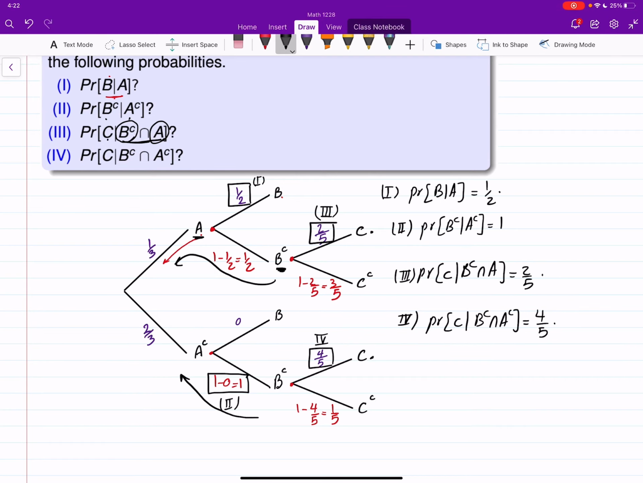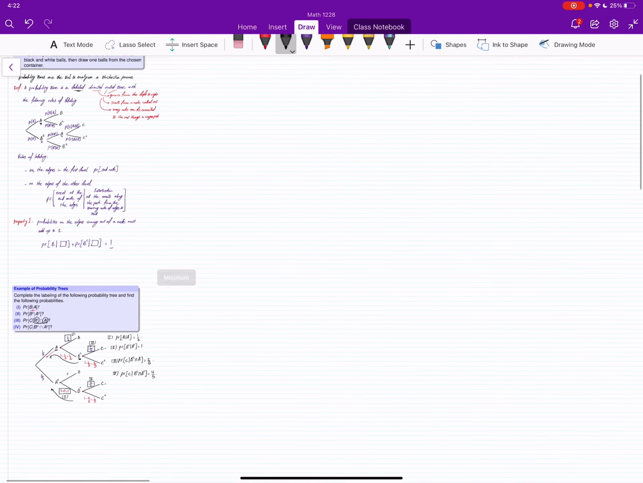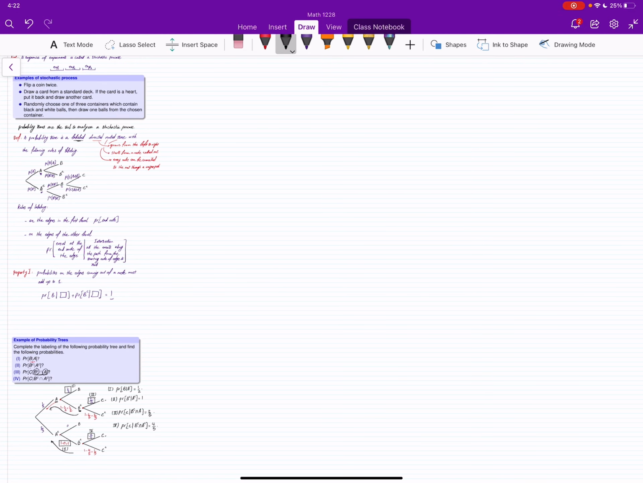Okay, so in the other videos we will do some examples to set up a tree, and we will learn more about the properties, or how to derive probabilities from a tree.